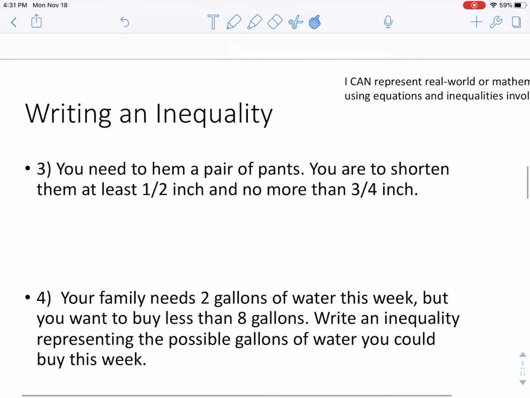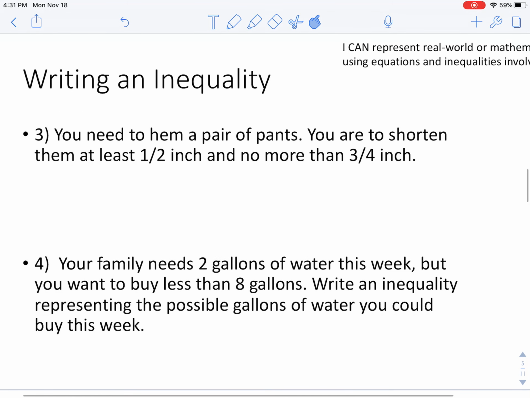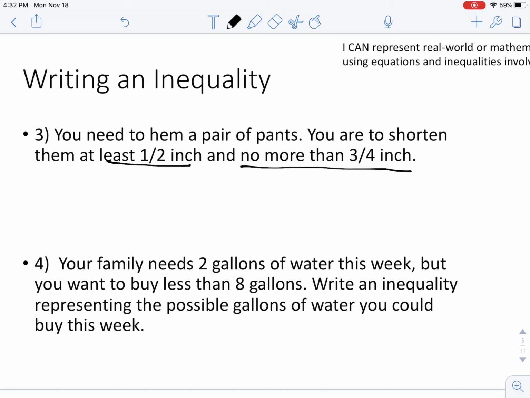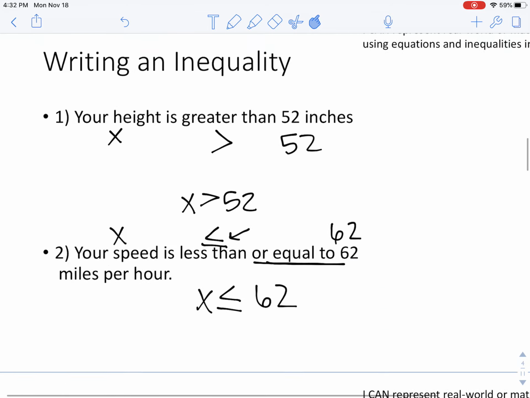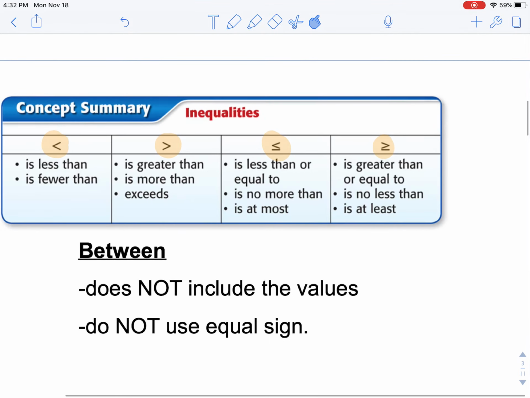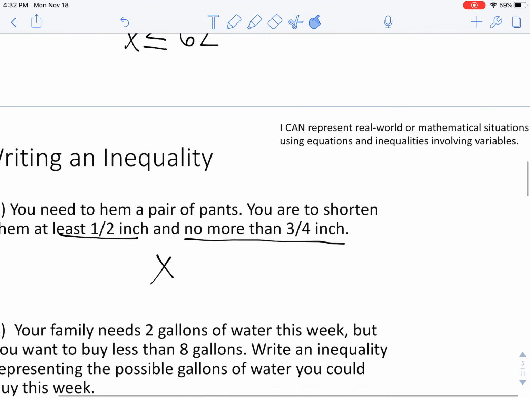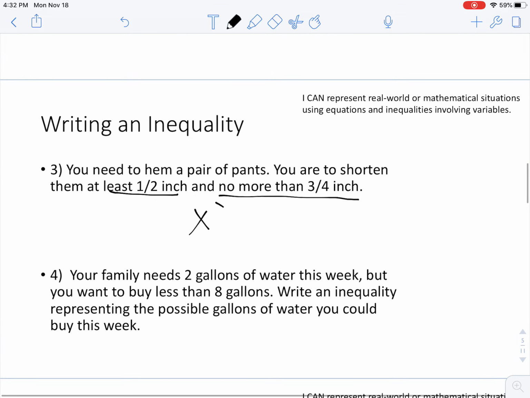Writing inequalities. These are a little bit challenging, but that's all right, we can do it. You need to hem a pair of pants. You are to shorten them at least 1/2 inch and no more than 3/4 inches. So our pair of pants is going to be x. You need to hem them at least 1/2 inch. So we know back up on our chart, at least is represented by greater than or equal to. So x is going to be greater than or equal to 1/2 inch.